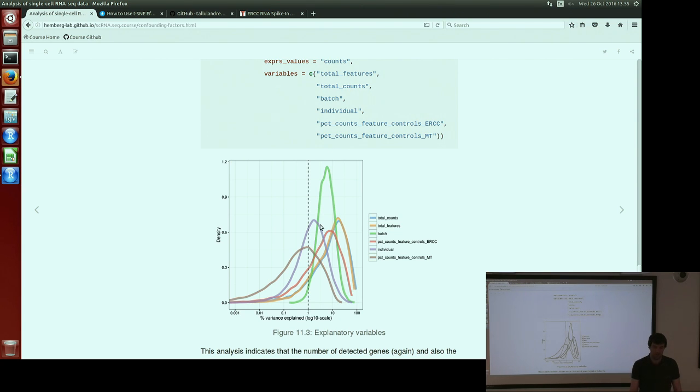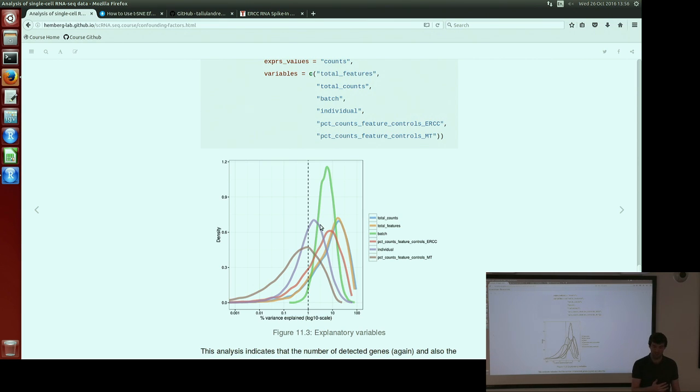So this one plot takes a bit of getting your head around, but once you're happy with how this works, then we can look at this and say, okay, these distributions that are shifted to the right have a tendency to explain more variability among genes in our data set: total counts, total features, batch, percentage counts from ERCCs in that category, the particular individual that the cell came from, and the percentage counts coming from mitochondrial genes tend not to explain as much variability in the data set.